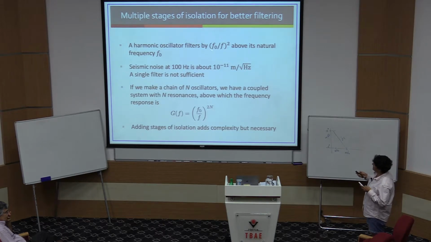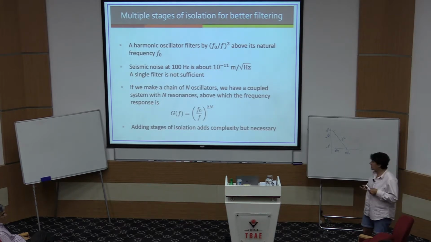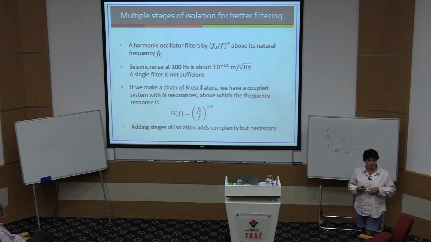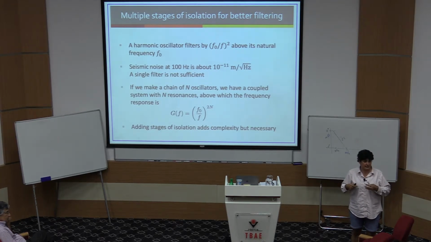And so we see that this harmonic oscillator filters as 1 over f squared above its natural frequency. Let me remind you that with 10 to the minus 11 meters per root hertz at 100 hertz, that's certainly not enough. So what we have to do is make a chain of n of these harmonic oscillators such that the actual attenuation factor goes as 1 over f to the 2n. And n, you can put as many as you wish. I will guarantee you experimentally every stage that you add adds an enormous amount of complexity, because these are now coupled oscillators. You work very hard to make them each independent of the other, but they're not.